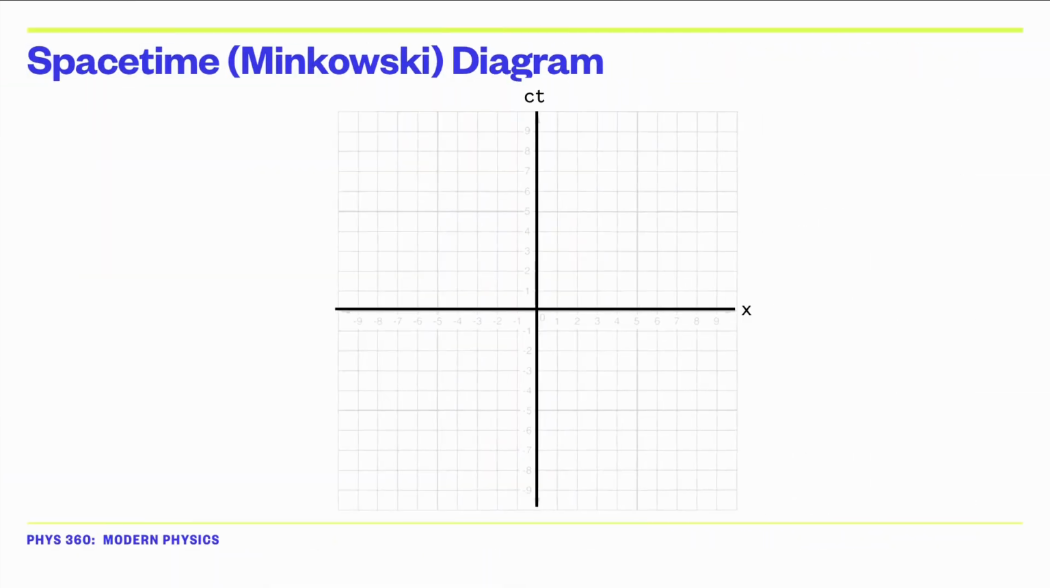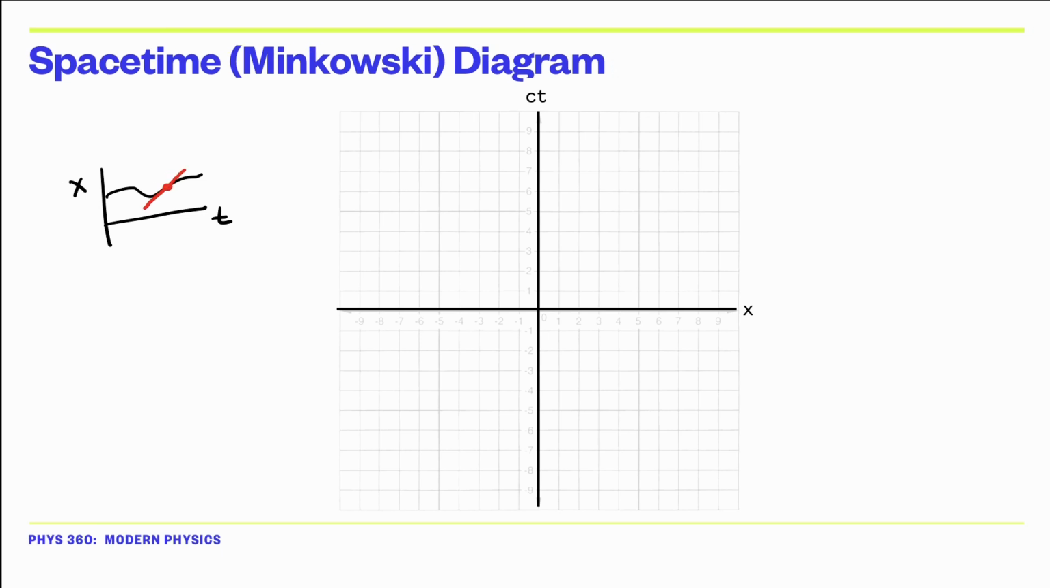Before we analyze this scenario mathematically, let's first introduce something called a spacetime or Minkowski diagram. In calculus or in intro physics, we are used to making position time plots, where the position of the object is plotted on the vertical axis and time runs along the horizontal axis. In this kind of plot, the velocity is the slope of the x versus t curve.